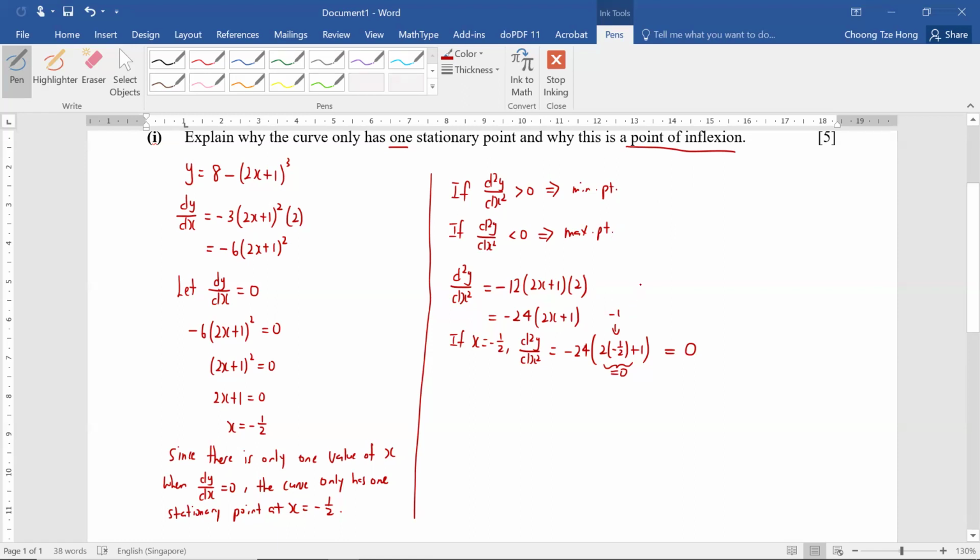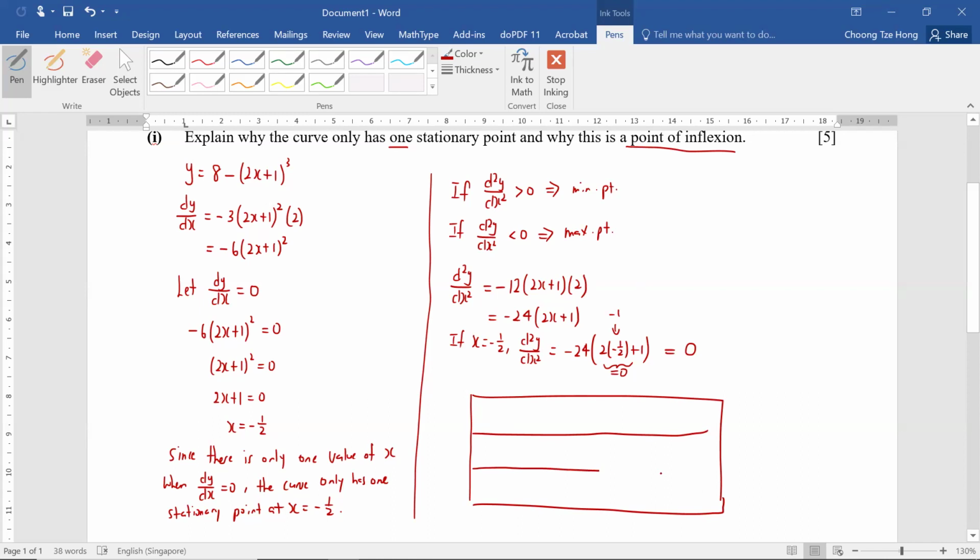then we need to fall back on the first derivative test. If you recall for the first derivative test, we just draw a simple table over here. We divide into 4 columns: x here, dy/dx here, and this will be the graph. Now we are testing this point x equals -half, right? So x equals -half, dy/dx is 0, so the curve will be flat.